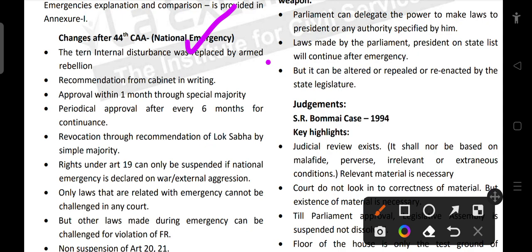Then we need a recommendation from the cabinet in writing. Then approval within 1 month through special majority. We need special majority and it should be within 1 month also. Periodical approval after every 6 months for continuance. Revocation through recommendation of Lok Sabha by simple majority. So if we want to cancel it, Lok Sabha can declare it by simple majority itself.